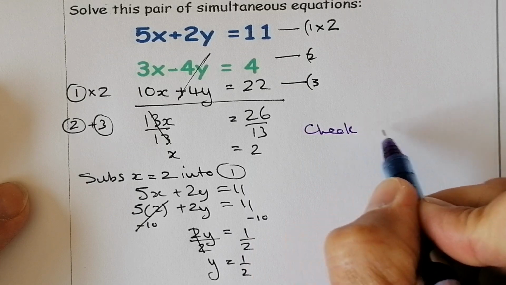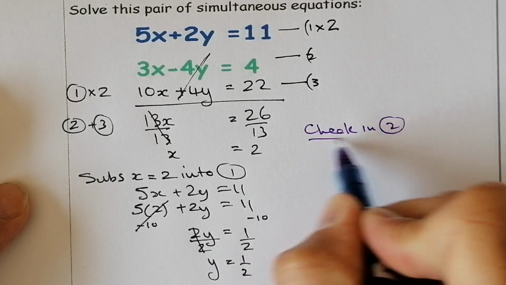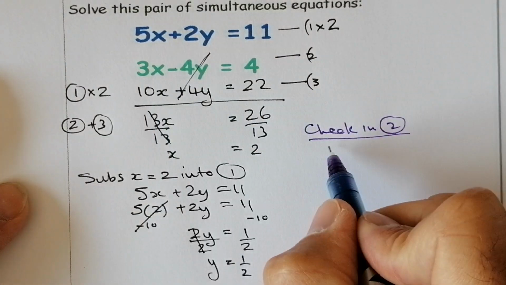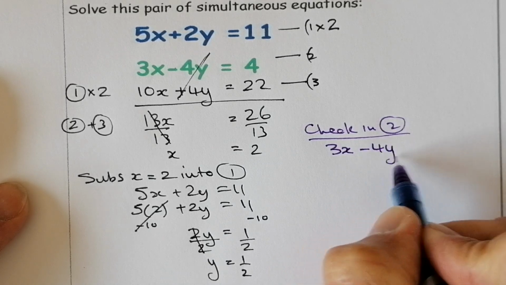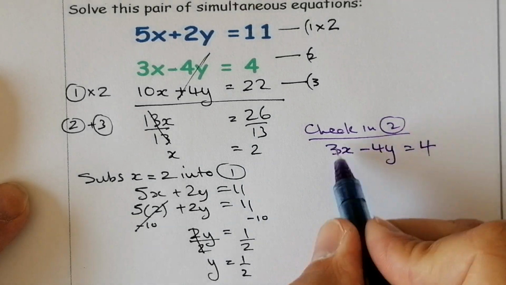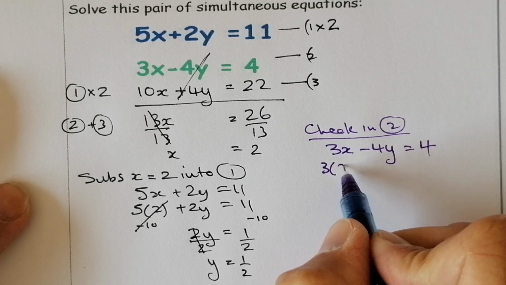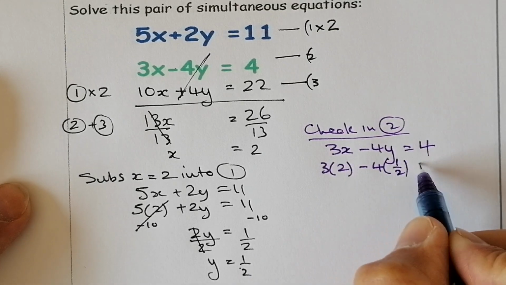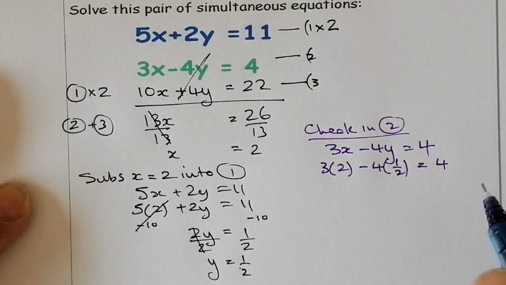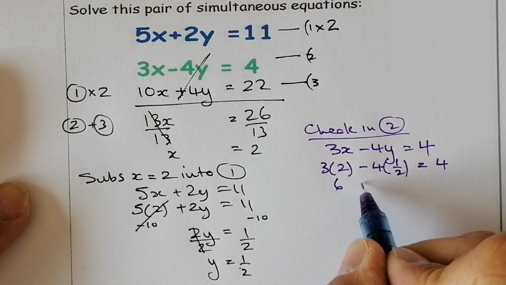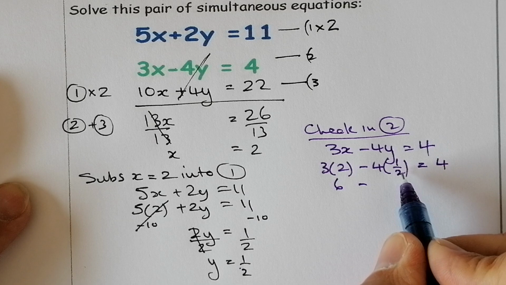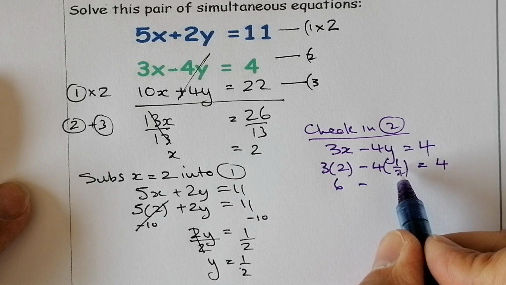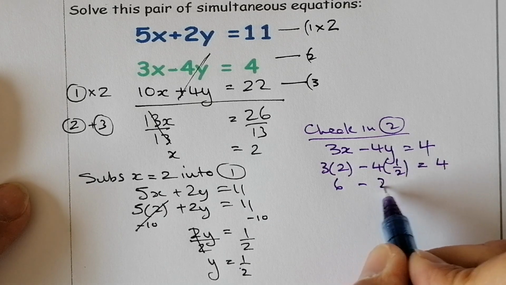So I'm going to check this in equation number 2, just like we're doing. So equation 2 starts off 3x minus 4y equals 4. I want to put my x value in there, so 3 times 2, and my y value in there, which is a half, and I want that left-hand side to equal 4. So that's going to give me 6. Take away 4 times a half will give me 2, yep, or a half of 4 gives me 2.